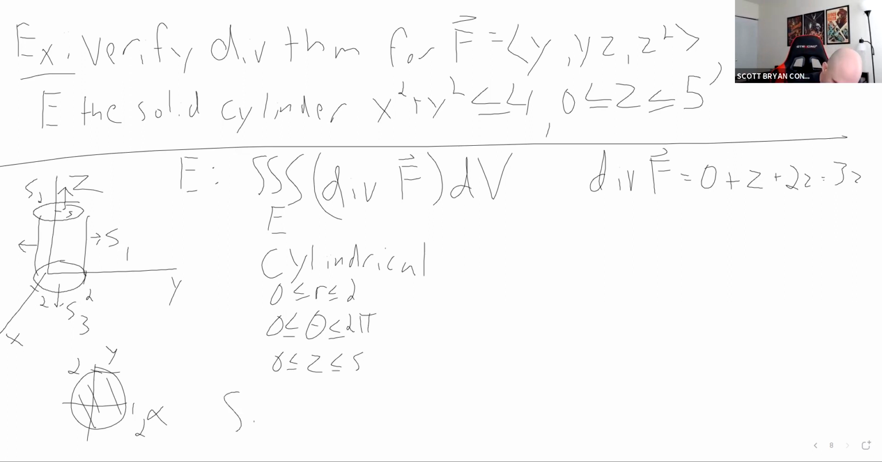And so let me write our bounds. We get the integral: theta goes from 0 to 2 pi, r goes from 0 to 2, z goes from 0 to 5. So this is a triple integral, keep that in mind, of the divergence of F, which we said was 3z. But we need to replace x, y, and z with their cylindrical equivalents. Well, luckily, z is equal to z in cylindrical coordinates, so that remains 3z. And then what does dV become in cylindrical?